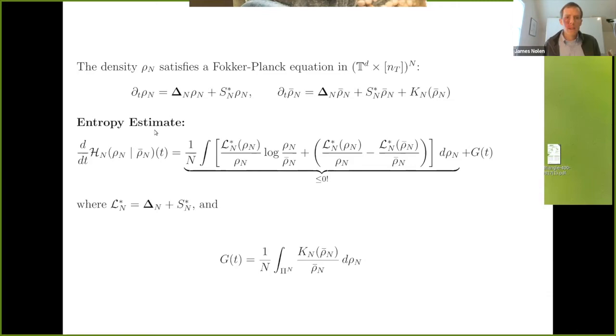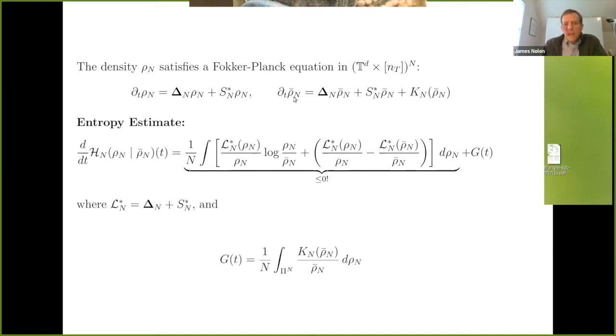Okay, let me just say a bit about how this analysis proceeds. The law of the coupled system satisfies the Fokker-Planck equation. Here you have the diffusion. I've just set all the diffusion constants equal to 1. And then this is the part of the generator associated with the reaction terms.